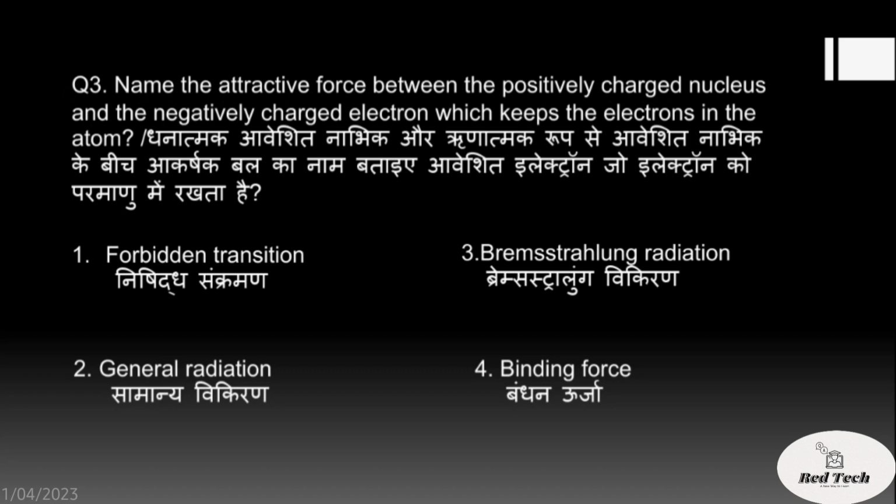Now question number 3. Name the attractive force between the positively charged nucleus and the negatively charged electron which keeps the electrons in the atom. So you know that the nucleus is positively charged and the electrons are revolving around it. Which force attracts them and binds them together? Option 1 is forbidden transition, option 2 general radiation, option 3 Bremsstrahlung radiation, option 4 binding force.